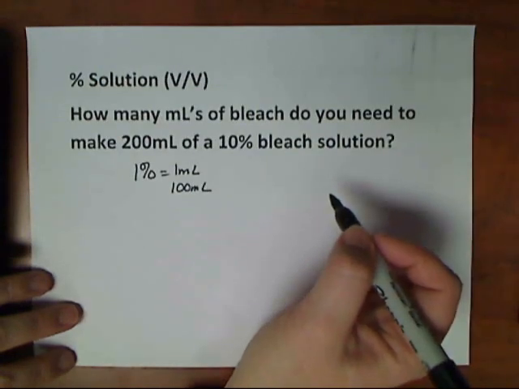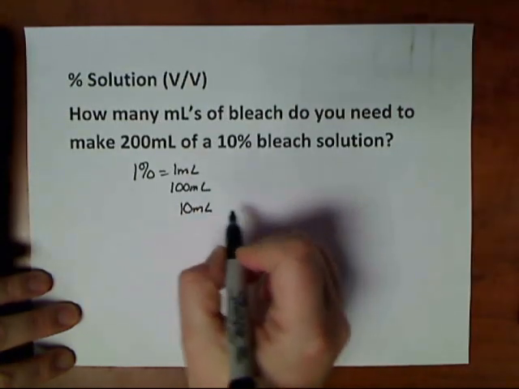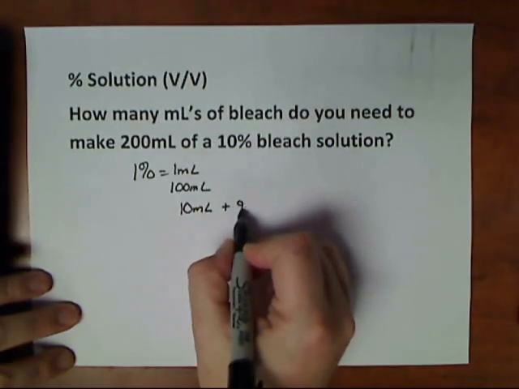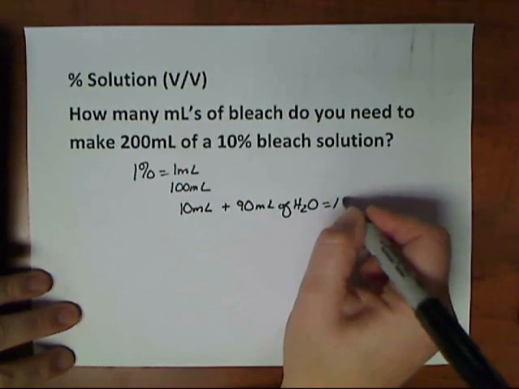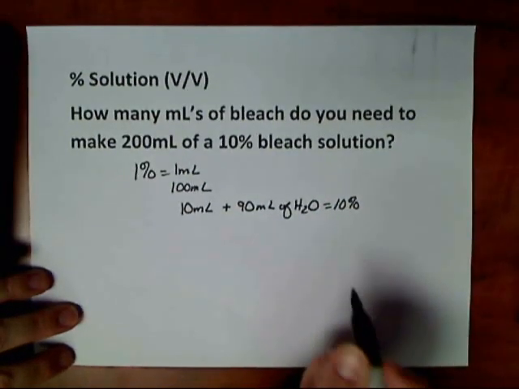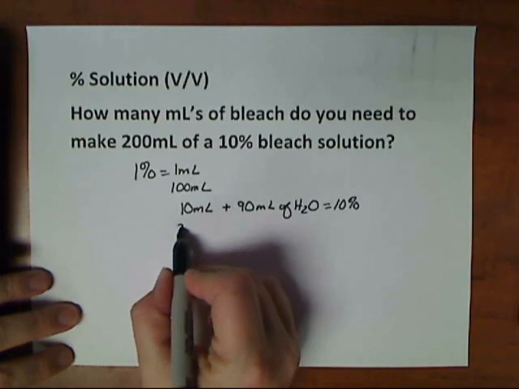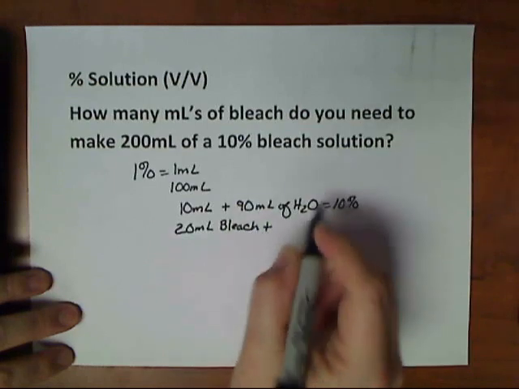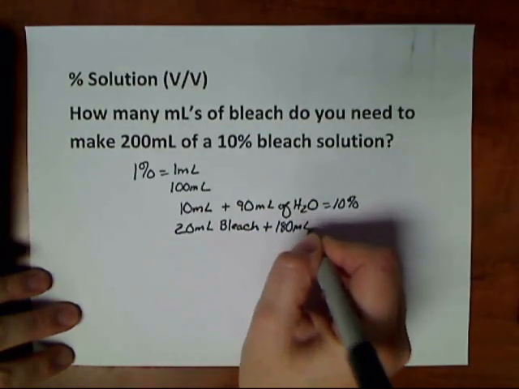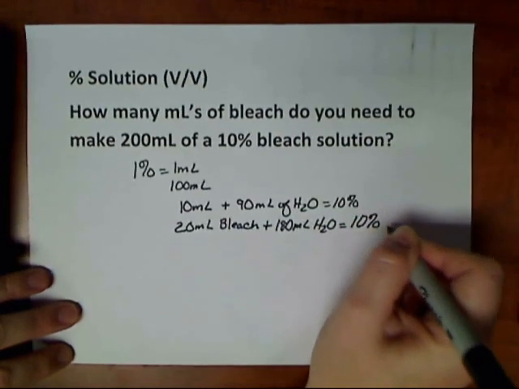So if we have a 10% bleach solution, it would mean that you would need to add 10 mils of bleach to 90 mils of water. And that would give you a 10% bleach solution. We don't have 100 mils, we have 200 mils, so we would need to double that. So in this case, we would have 20 mils of bleach plus 180 mils of water to give us a 10% solution of bleach.